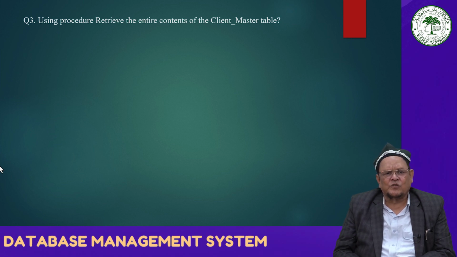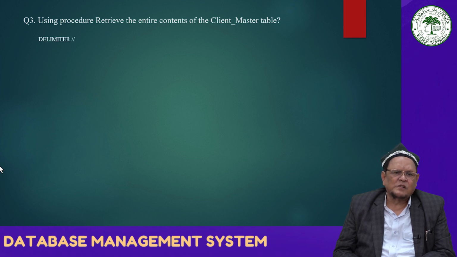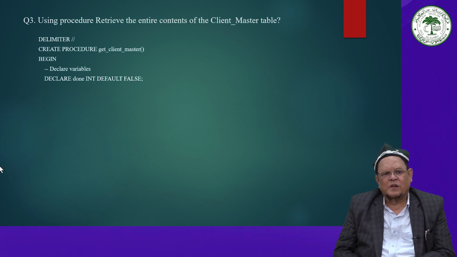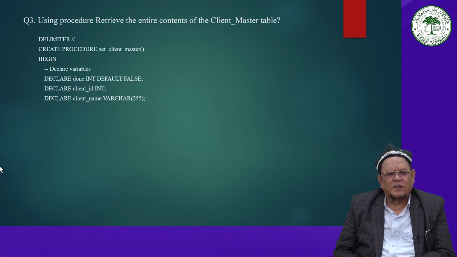The third question is using a procedure, retrieve the entire content of the client master table. Here you have to write delimiter //, create procedure get_client_master, then begin. Then you have to declare the variables the same way. Declare done int default false. Declare client_id integer. Declare client_name varchar(256), and then add more variables as needed for other columns.